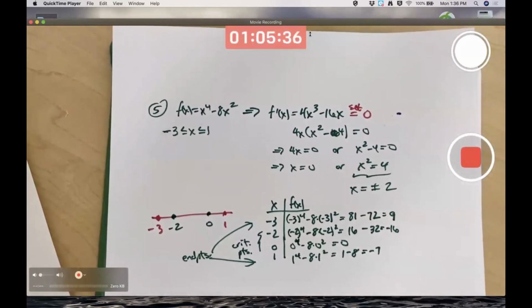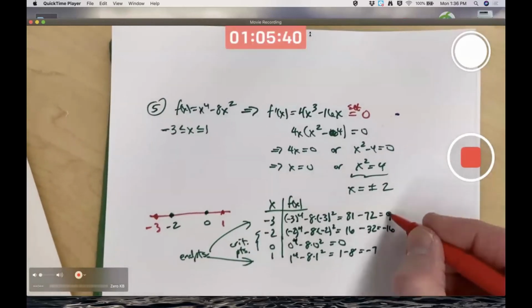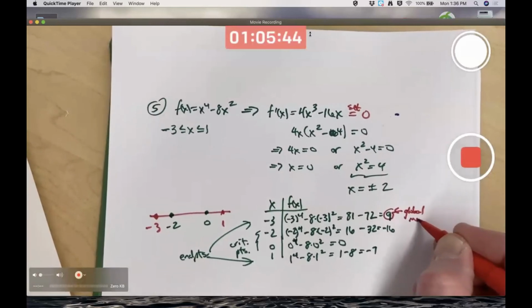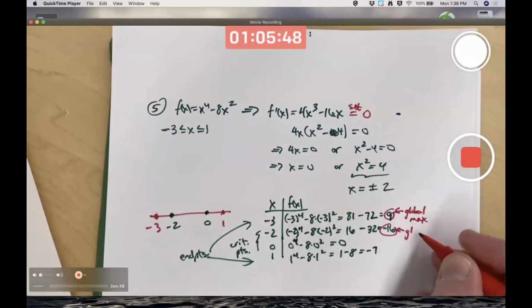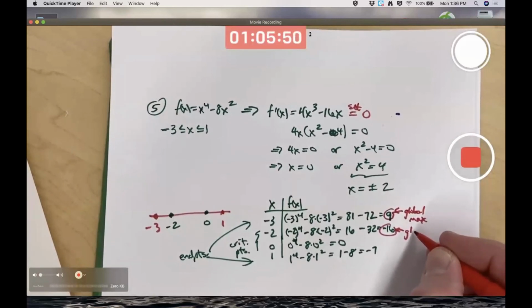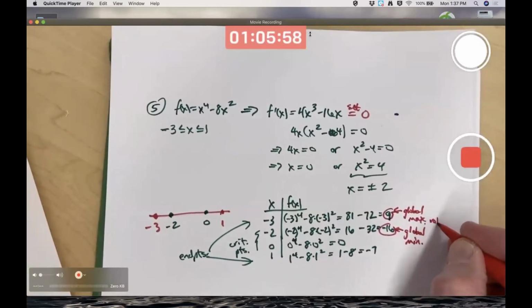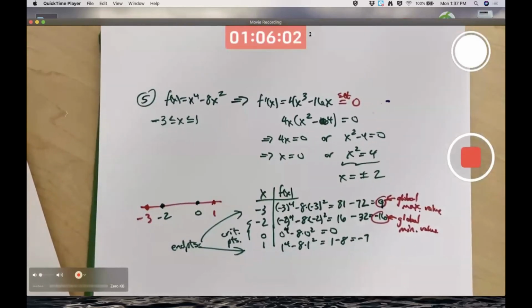On this interval then, from -3 to 1, the global max occurs at the left endpoint, and the global min occurs at the leftmost critical point. It's implicit that these are global max and global min values. I'm putting the word value in here. The book didn't say value, but they meant value.